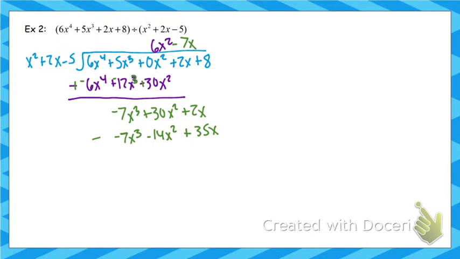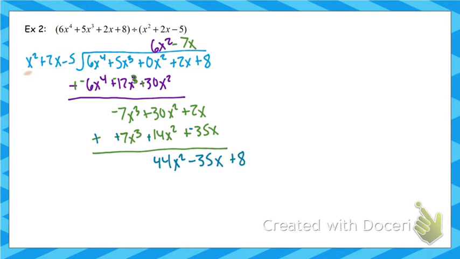All right, now we're going to subtract. And when I draw the line, I change my signs. And then let's combine these. So I've got 44x squared minus 35x. Bring down the plus 8, and we're going to do it one last time.